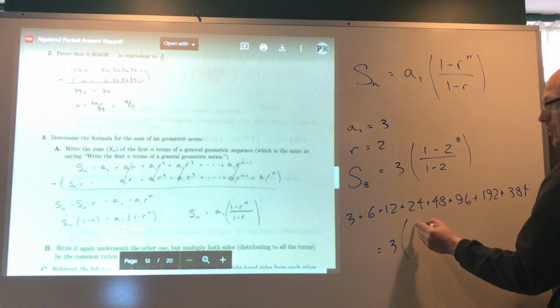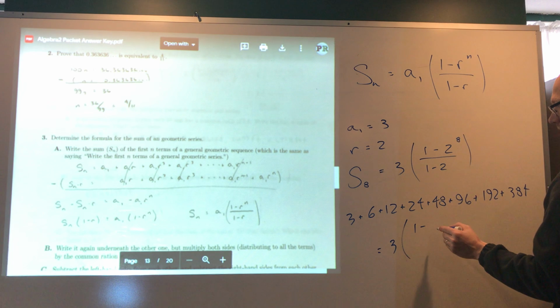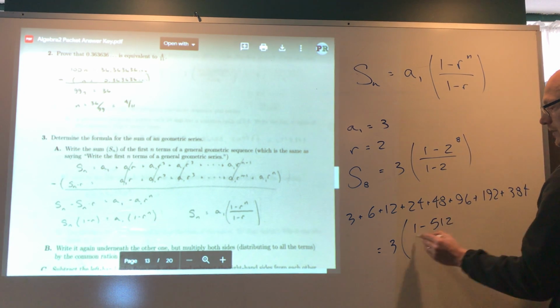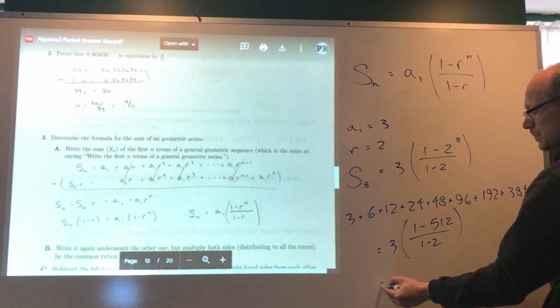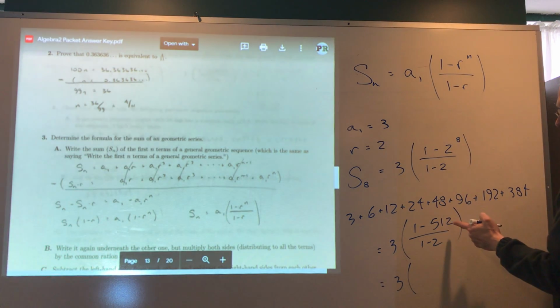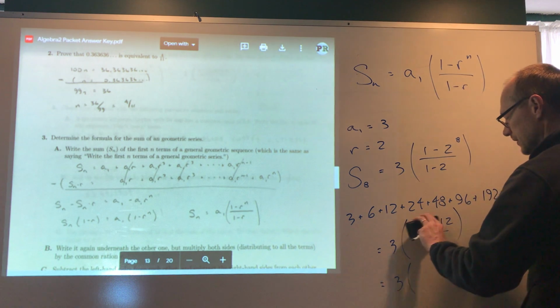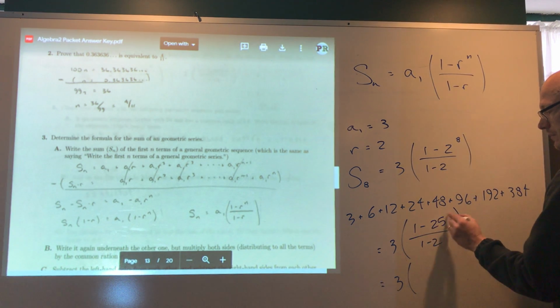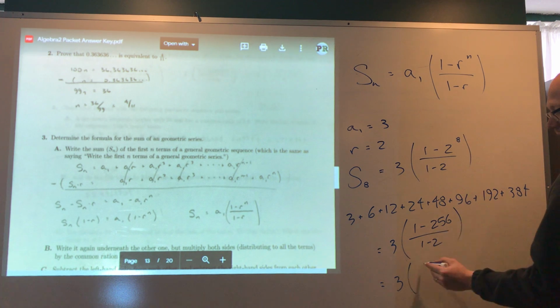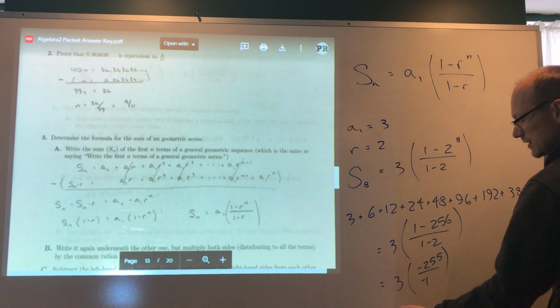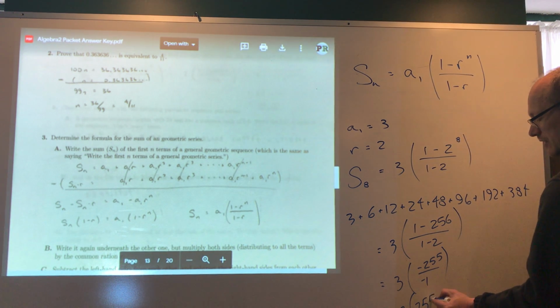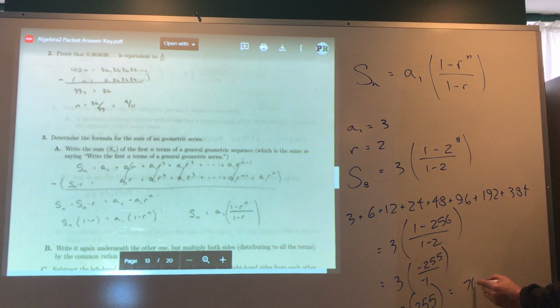That's 3 times, 2 to the 8th is 256. 1 minus 256 is negative 255, over 1 minus 2, which is negative 1. That's going to be 3 times 255. That should be 765. So I'm guessing that when you add all those together, you also get 765 as well.